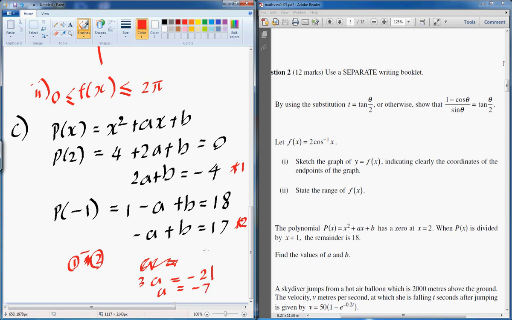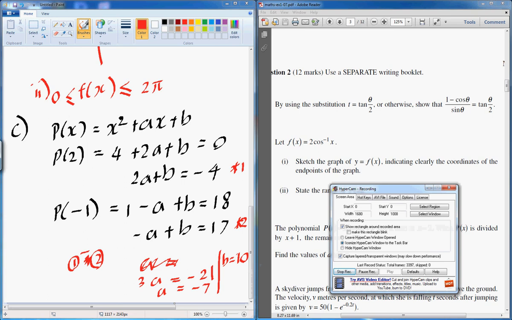Okay, and b, so therefore b should be equal to, let's probably just write the answer out. I think most of you guys can do simultaneous equations. B should be equal to 10. Okay, so a is minus 7, b equals 10. Alright, we'll stop there and then we'll come back to the next part of the question.